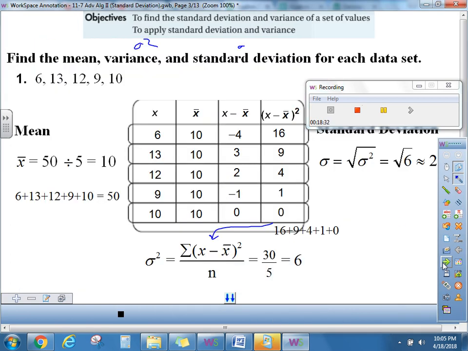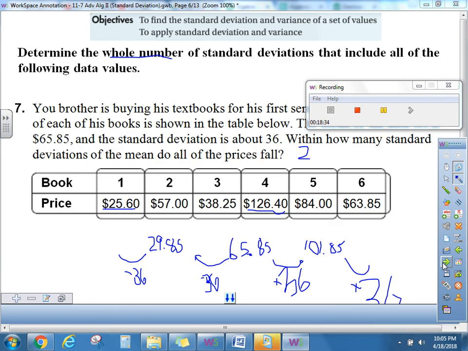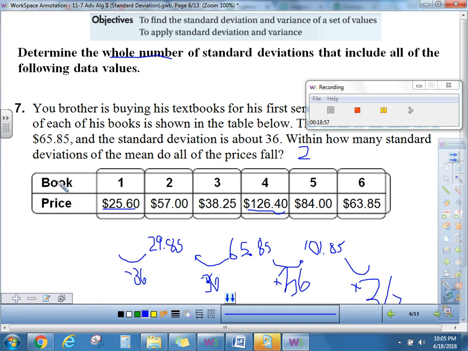So just like we did here, we use that mean, 65.85, which would be the center of our data for this problem, and then we can see that all of our data is enclosed within 2 standard deviations of that mean. So if we were to add or subtract 36 twice, we would get all of that data. Or if we were to subtract 72 or add 72, we would have all of our book prices.